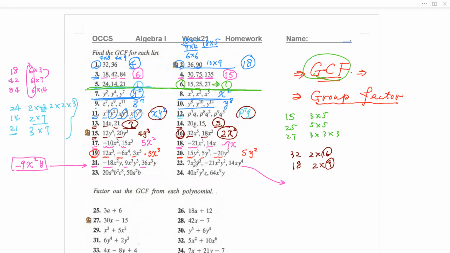Well, what about this one? 22. 22 here is 7, -21 and 14. So 7 or -7, both work for the greatest common factor of the coefficient part. All right. So for the x part, x cubic, x squared, x. So of course, just leave the x, right? Y squared, y cubic, y squared, y power 4. So y squared out of here. All right, see 23.